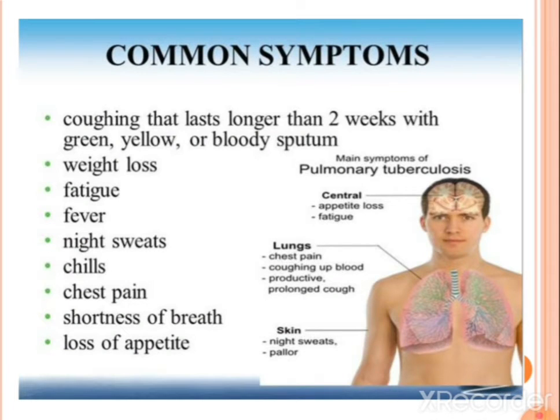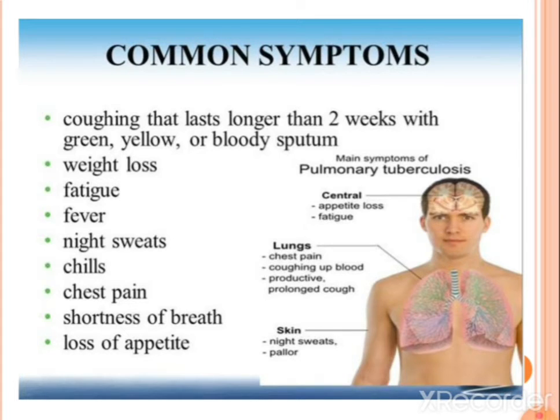The common symptom is coughing that lasts longer than 2 weeks with green, yellow, or bloody sputum. Coughing is the major symptom of tuberculosis, lasting more than 2 weeks with green, yellow, or bloody sputum. Then weight loss, as we have already discussed, fatigue, fever, night sweat, chills, chest pain, shortness of breath, and loss of appetite. These are the common symptoms of tuberculosis.